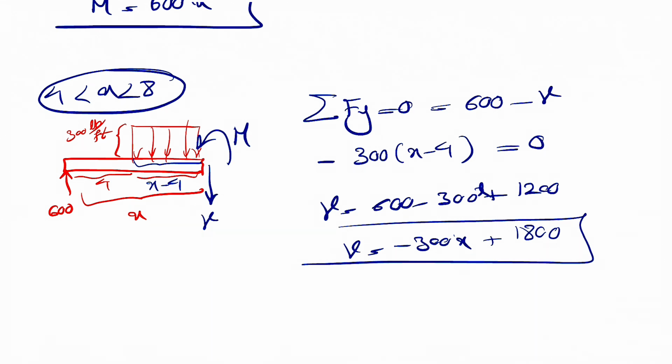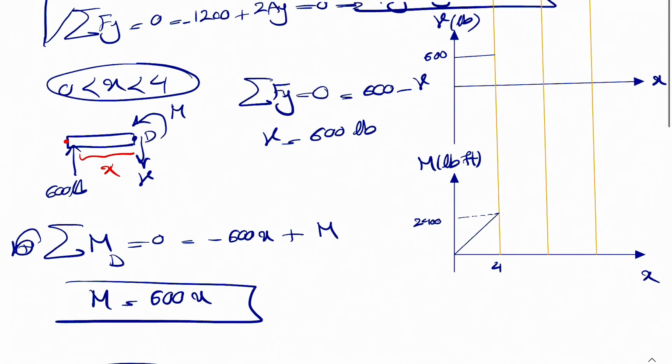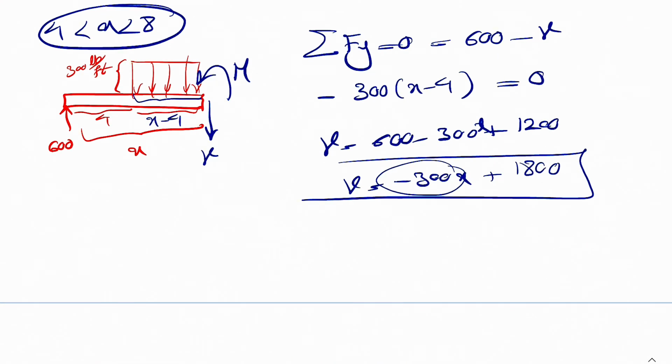So we're going to have a negative slope for this one. We have minus 300, and we're going to start from this point. Just to double check that everything is good, we're just going to put 4 in here, to see if we get this 600 or not. And if we do that, we're going to have minus 300 times 4, which is minus 1200, plus 1800. So that's going to be 600, and that shows that we're good so far.